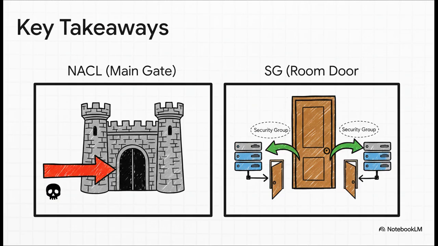Security group, think room door. It's stateful, it protects a single instance, and it only allows traffic. Network ACL, think main gate. It's stateless, protects a whole subnet, and can both allow and deny. You use the NACL for big sweeping rules, like block this one bad IP from the entire neighborhood. You use the SG for the detailed, fine-grained stuff, like only let this web server talk to that database.